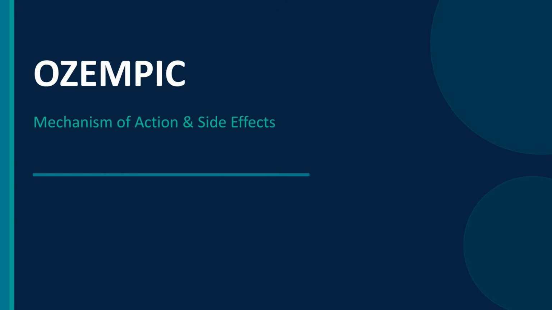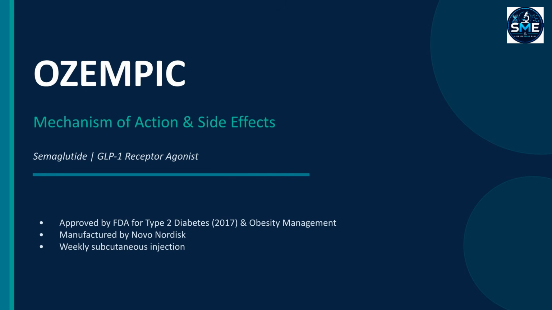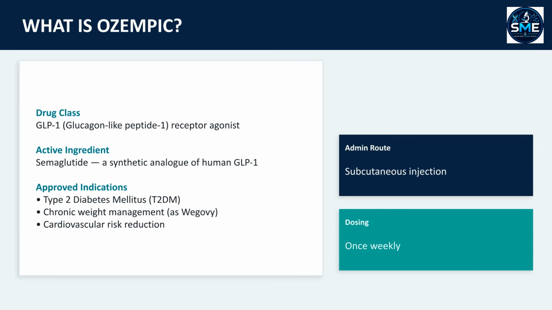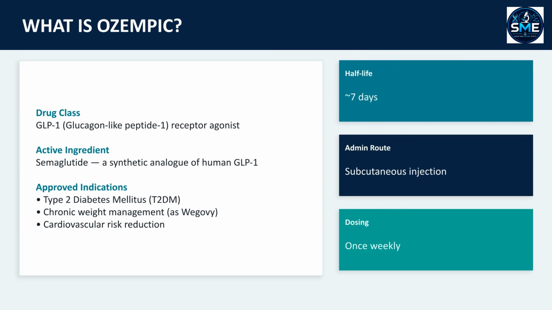This video will cover the mechanism of action and side effects of Ozempic, also known as semaglutide. This GLP-1 receptor agonist was approved by the FDA for type 2 diabetes and obesity management and is administered as a weekly subcutaneous injection. Ozempic is a GLP-1 receptor agonist, and semaglutide is a synthetic analog of human GLP-1. It is administered as a subcutaneous injection once weekly and has a half-life of about 7 days.